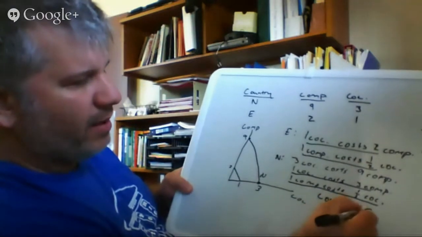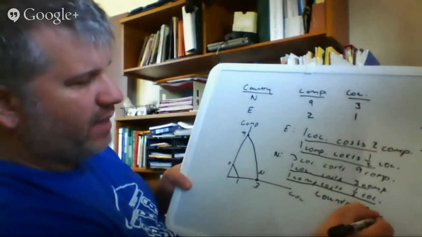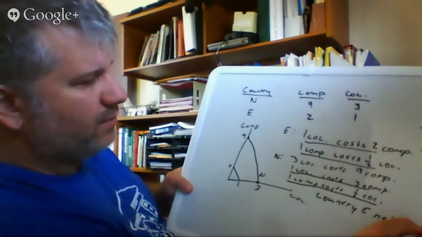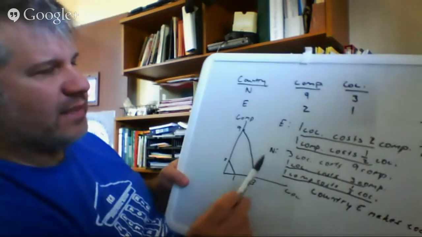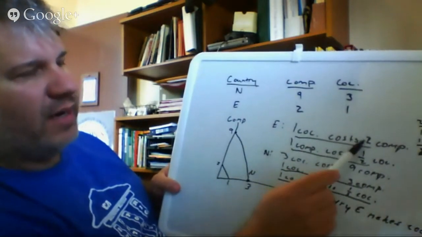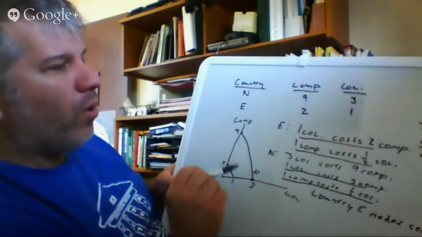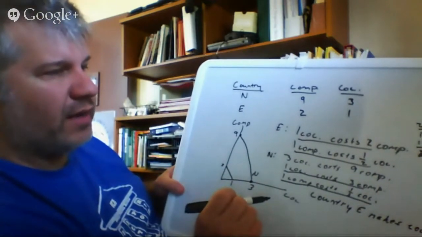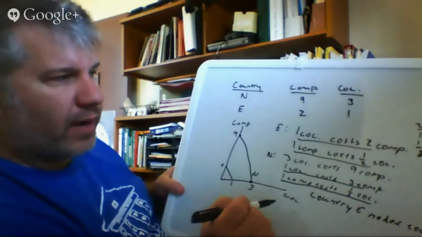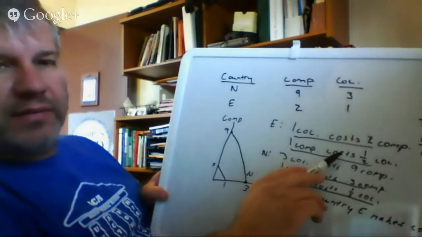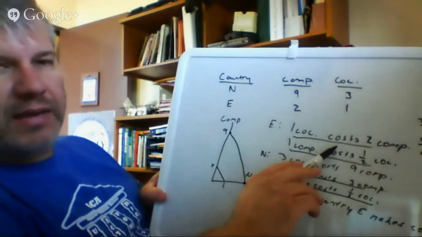Country E makes or specializes in coconuts. If that's the case, then country E says, look, 1 coconut costs us 2 computers. If you can give me more than 2 computers for a coconut, I'm happy, right? Because if I grow a coconut, it's going to take me 2 computers to make it.